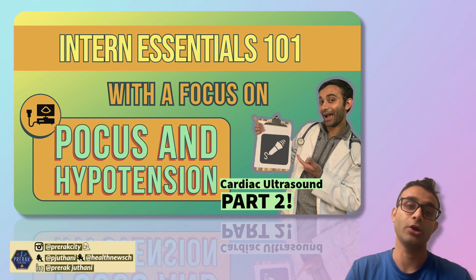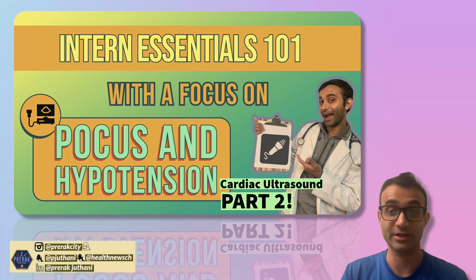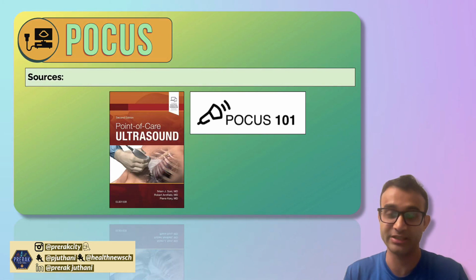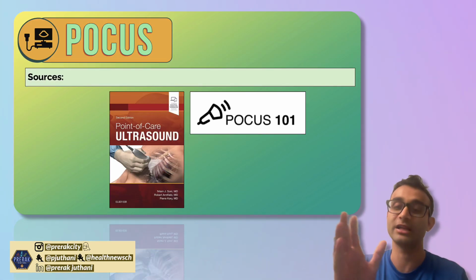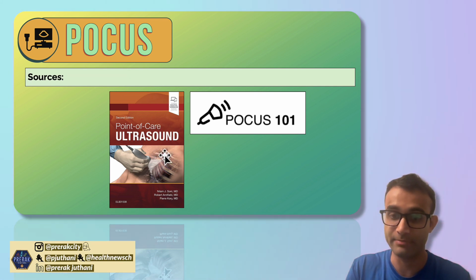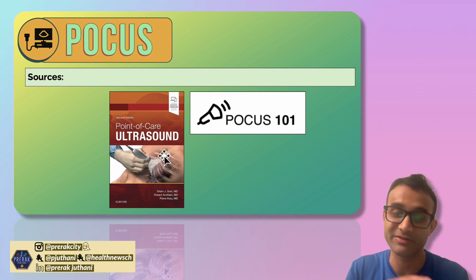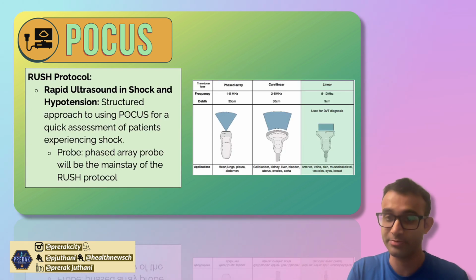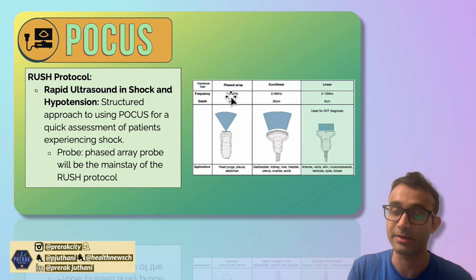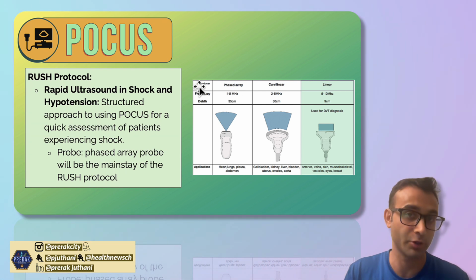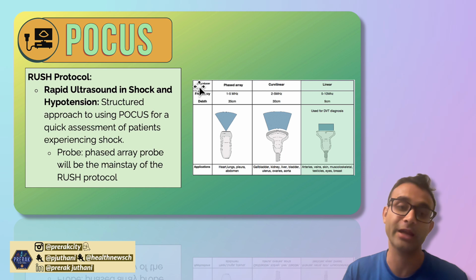The first video that we went over is actually the fundamentals of POCUS, and specifically we went over the sources of this entire series, which is this book as well as the POCUS 101 website. This is a book by Dr. Soni. He's a hospitalist. It's a fantastic book. We then went over the fundamentals of the different transducers, but we talked that we're mostly going to be talking a bit about the phased array transducer. And then we talked about how to approach hypotension specifically from a cardiac perspective.